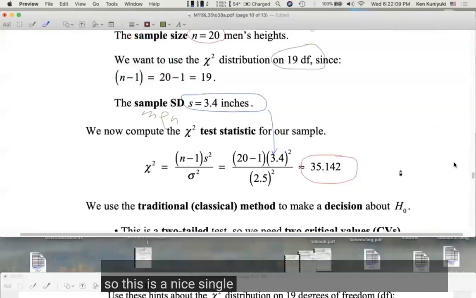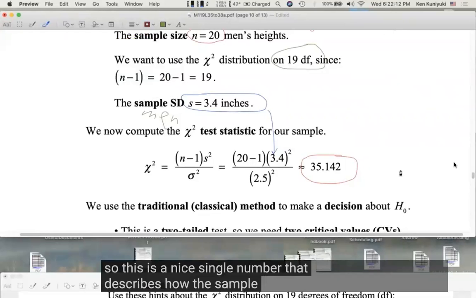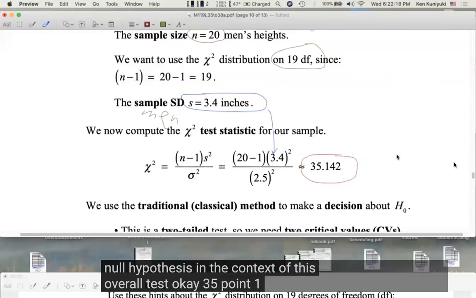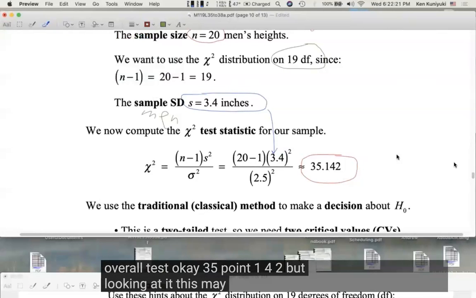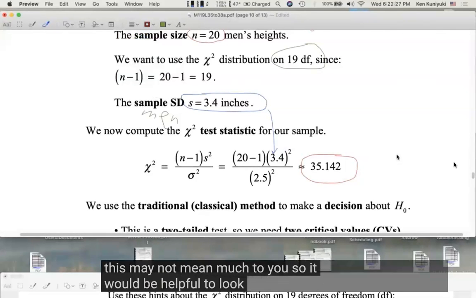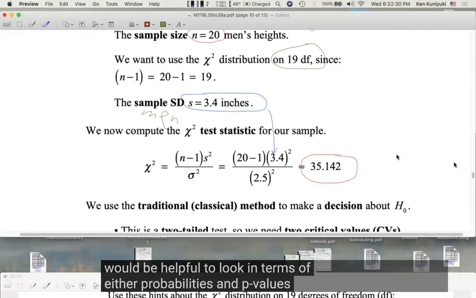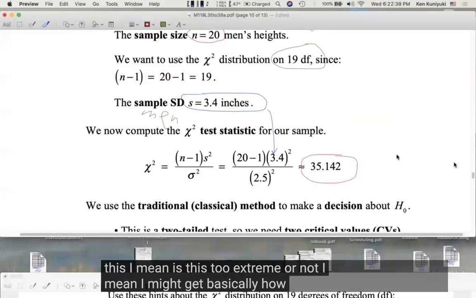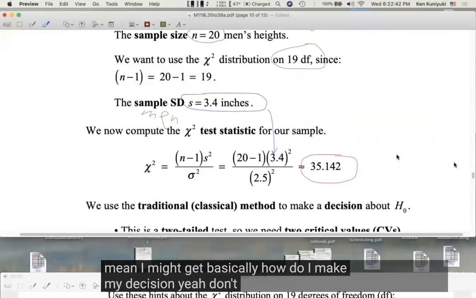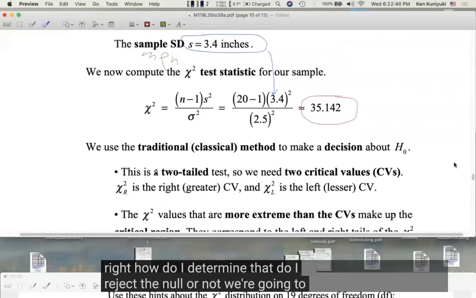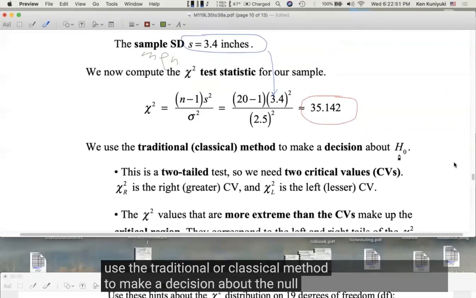So this is a nice single number that describes how the sample relates to the null hypothesis in the context of this overall test. Okay, 35.142. But looking at it, this may not mean much to you. So it would be helpful to look in terms of probabilities and p-values, or just ask yourself, is this too extreme or not? How do I make my decision? Do I reject the null or not? We're going to use the traditional or classical method to make a decision about the null.